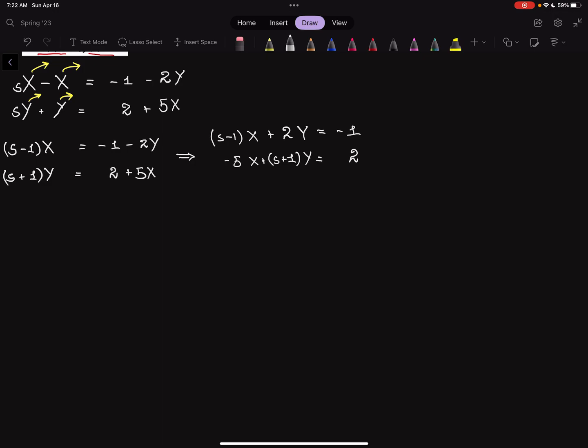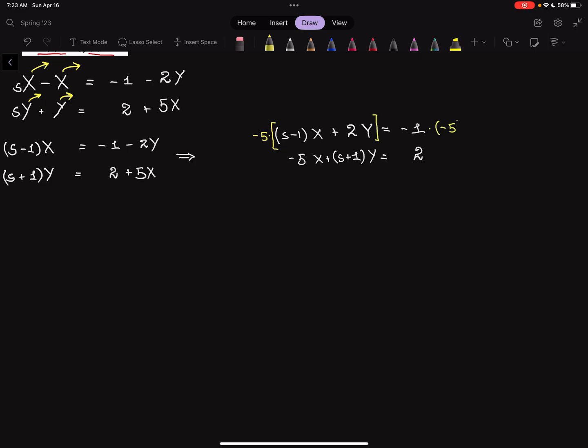So what we do here is let's multiply this top row by -5 and the bottom row by s minus 1 so that I can cancel the x's. So I'm going to multiply this by -5. I have to multiply the whole left-hand side and the whole right-hand side. And here I'm going to multiply this by s minus 1, here and here.